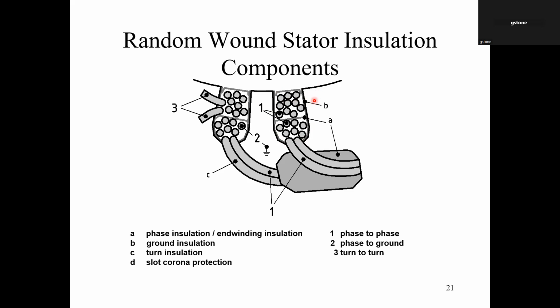So it turns out we have turn to turn, phase to phase, and phase to ground insulation. The turn to turn insulation is just that thin insulation on the magnet wire. The ground insulation separates the copper conductors from the core, and the phase insulation separates coils in one phase from another. That's this piece of paper here, or that strip, in the slot. Okay, so this is the general structure of the insulation system.